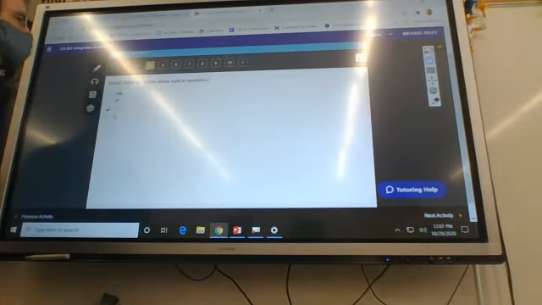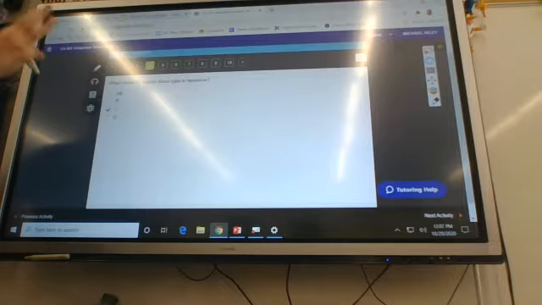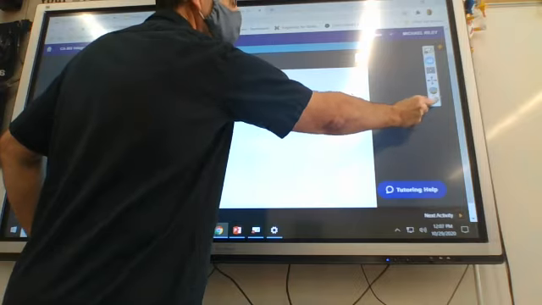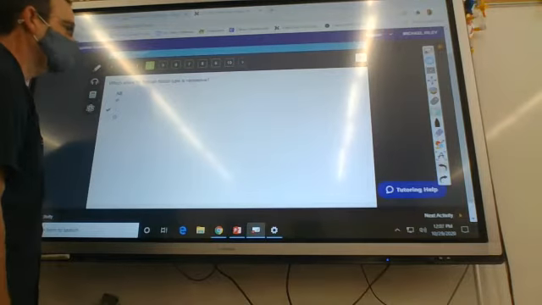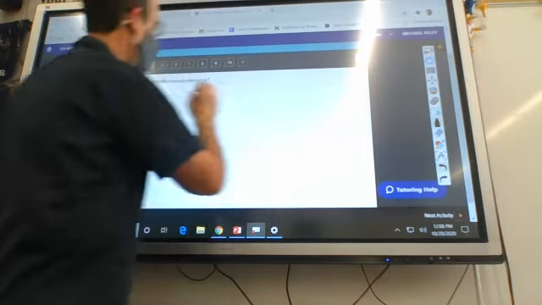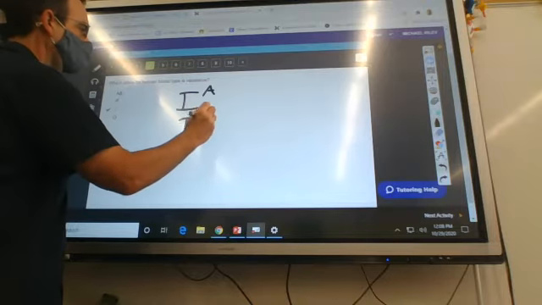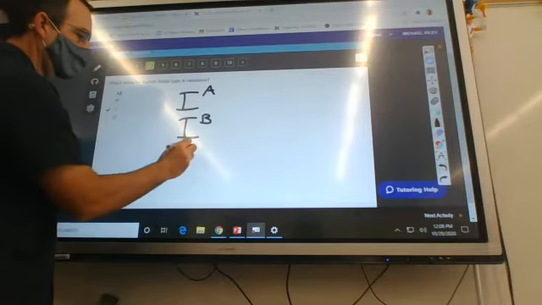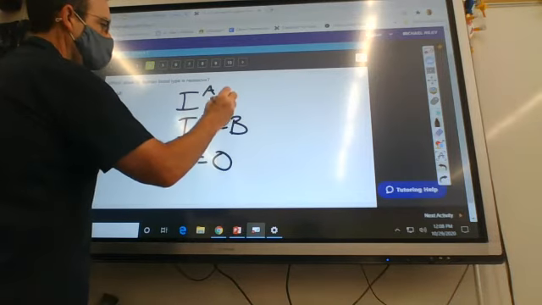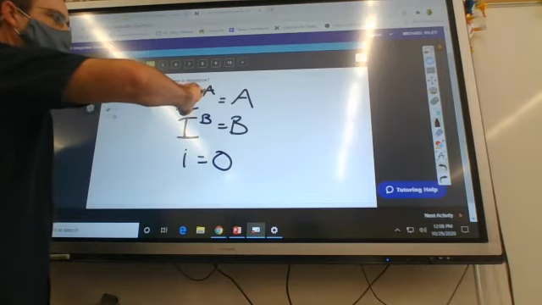Okay, number 4. This is just straight out of the notes. There's 3 alleles for blood type. I don't know how much time I want to spend on this. This is A. This is B. This is O. And the fact that the alleles are written like this means that this is codominant, right?